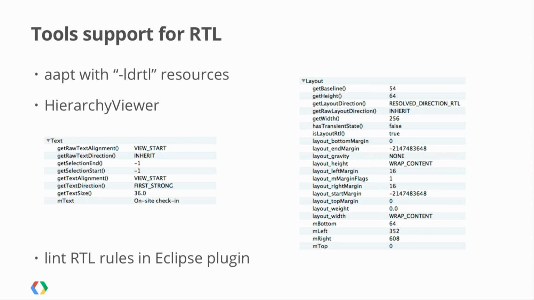Now let's talk about tool support for RTL. So as I said before, the AAPT compiler has been modified for supporting -ldrtl resources. But you want to debug your view hierarchy, and we have introduced RTL support for Hierarchy Viewer. So as you can see in those two screenshots, when you're selecting a view, you can see many properties that are related to RTL: get layout direction, text alignment, text direction, and more. In a future release, we will release also RTL rules for lint, so that whenever you're dealing with RTL properties, lint will check and warn you if anything is wrong.